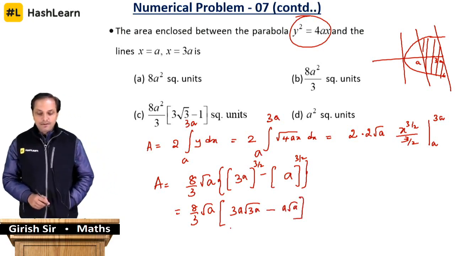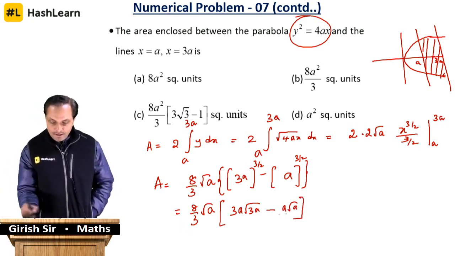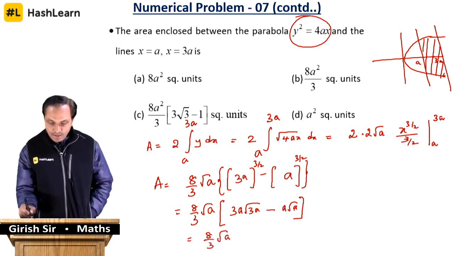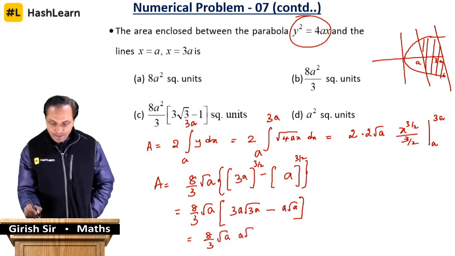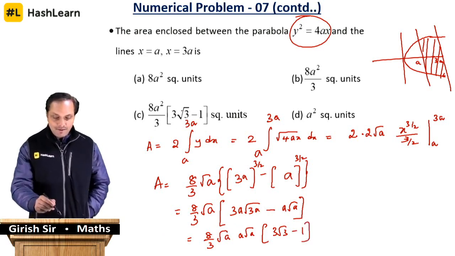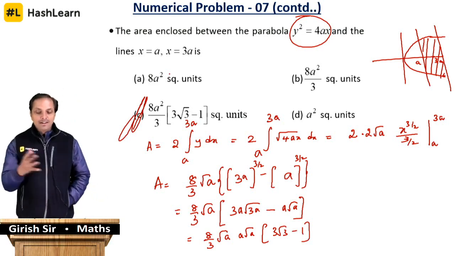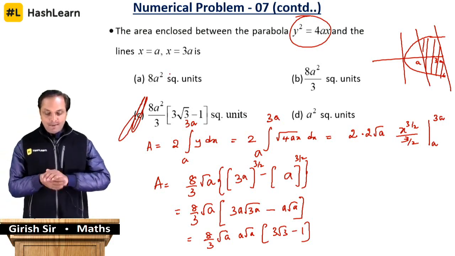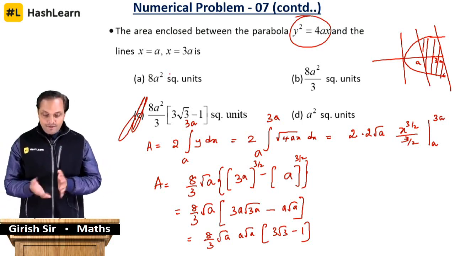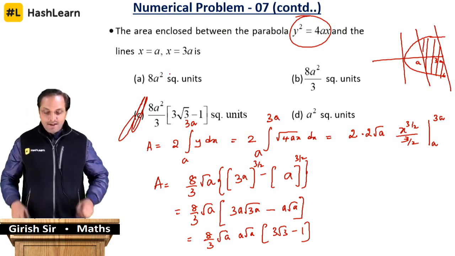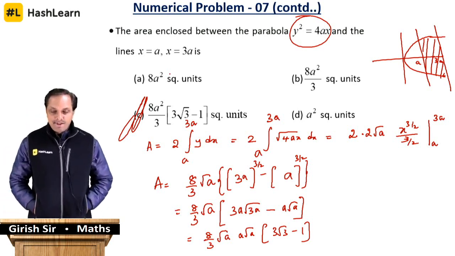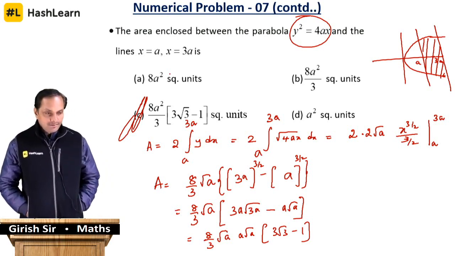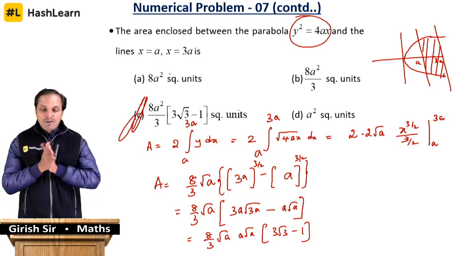Okay, so what is this? When you take this outside, 8 by 3 root a, what all can I take outside? You can take a root a outside. So if you take a root a outside, you will be having 3 root 3 minus 1. Yes, there is an option 3 root 3 minus 1, which is option C. That is matching, and that will be your answer. So many square units. Area is always in square units. Root a into root a is a, with a will give you a square, and 8a square by 3 into 3 root 3 minus 1 is the answer. Is it clear? Hope you all followed the steps.